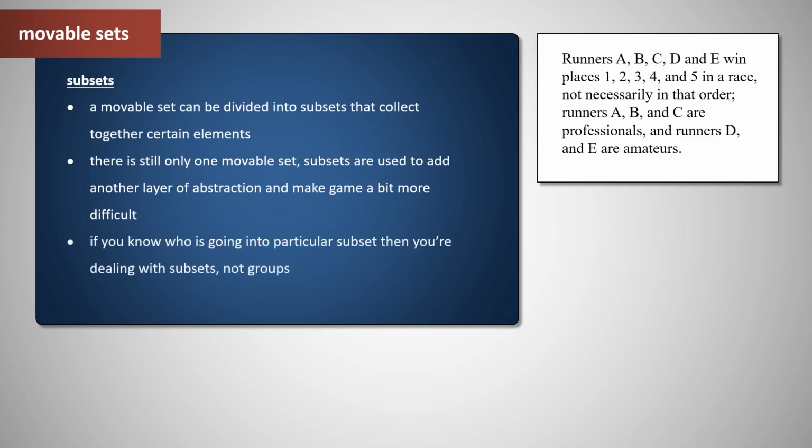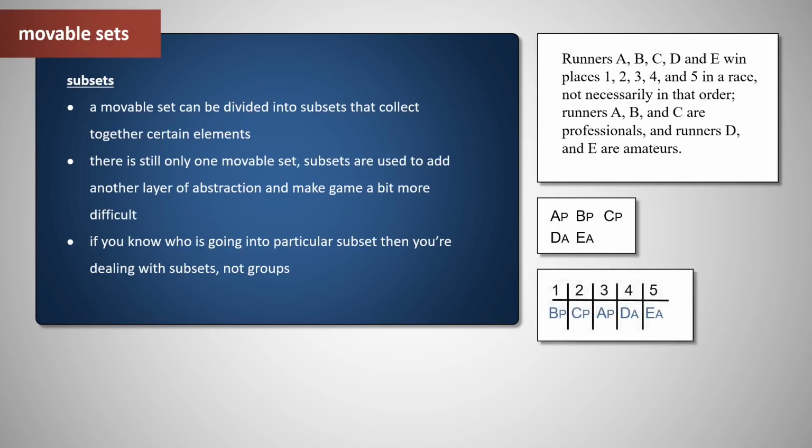Now the question is, if you know who's going to go into a particular subset, then you're dealing with subsets and not groups. Another way of drawing this is you could use subscripts, and you could have A, B, and C with subscript B, and you can have D and E with a subscript A, and a particular game might look like this, where it's 1 through 5, and then B is a professional, and they're over in group 1, C is a professional, and they're in group 2, etc.